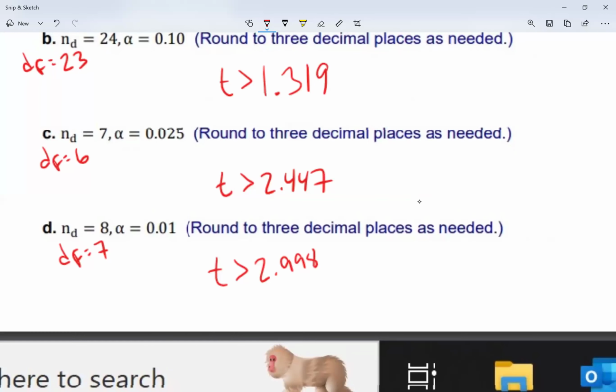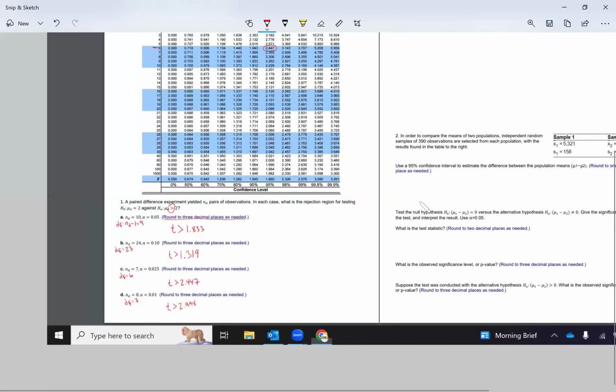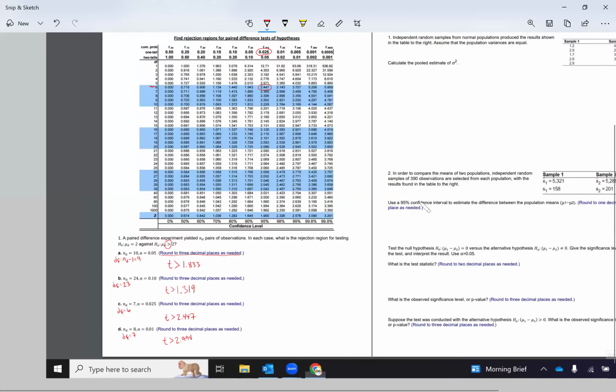Okay, so again, our homework for today will be pretty simple. We're going to be using this table for our lecture tomorrow. So that's why I needed you guys to know how to use this table.